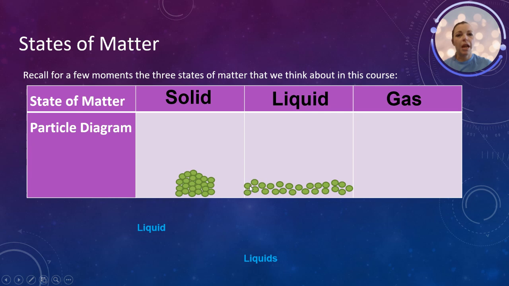A liquid is more spread out. We sometimes see liquids arranging themselves in layers so that they slip and slide past each other. But in reality, liquids don't really have any kind of definite order to their spacing, but they are in pretty close contact with each other. Not quite as close as a solid, as you can see.